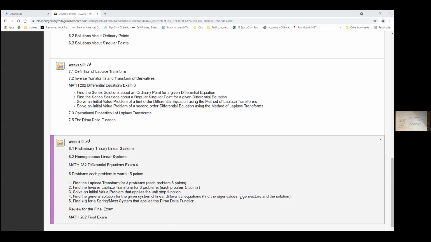We have to find the eigenvalues, eigenvectors, and the solution. So I want you to be able to show me the eigenvalues, show me the eigenvectors, and then write out what the solution is. Exactly what we just did today. And then a spring mass system that applies the Dirac delta function. So both 3 and 5, you have to solve by the method of Laplace transforms. Okay.